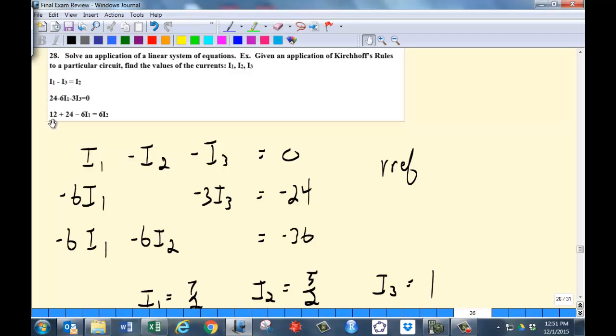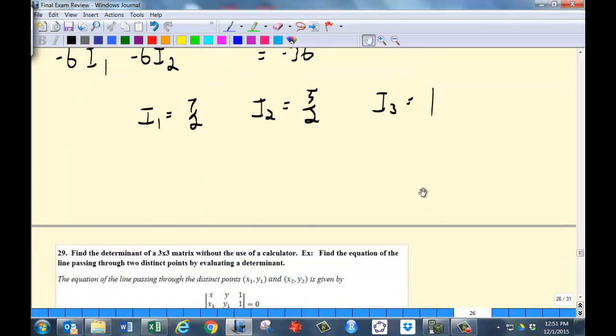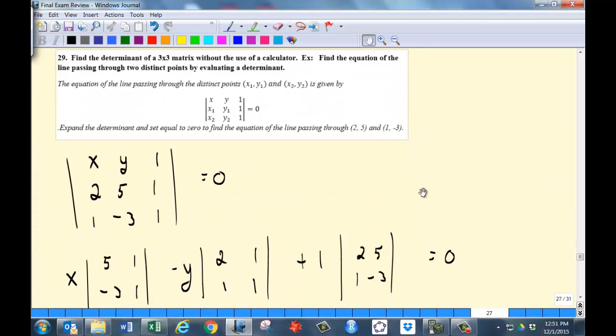And then, so here we get 24 and 12 is 36, so subtract that over, and we got minus 6I1, 6I2, and then 0 for I3. Now, we enter this into the calculator, and we use our REF, and we get our solutions. Okay, so that's how we solve a question like that.